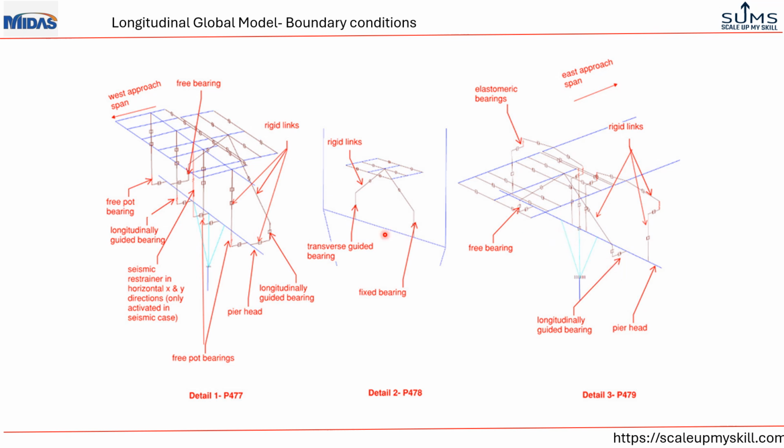And there is a seismic restrainer also modeled, which has stiffness as per the type of product in X and Y direction. The seismic restrainer is provided here. And this way, the pier head is connected to the common pier using rigid links here and here.